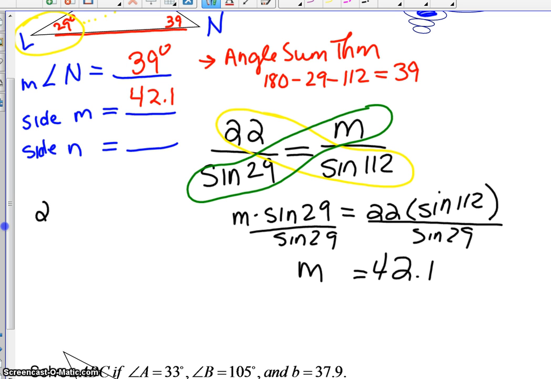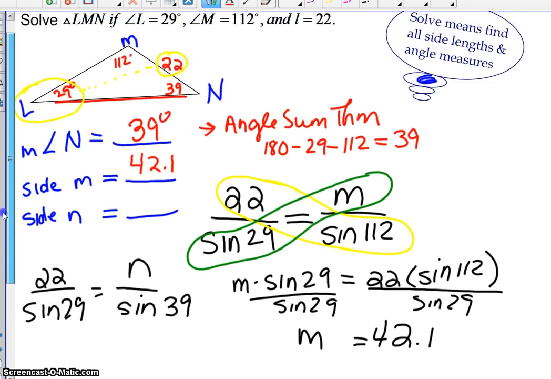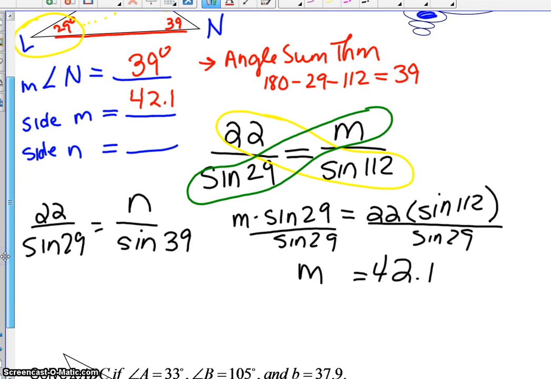So again, I'm going to say the ratio of 22 to the sine of 29 is now going to be equal to the ratio of that side N to the sine of angle N, which is 39 degrees. And let me show you here how that's 39 degrees up there. I know it's hard to see.